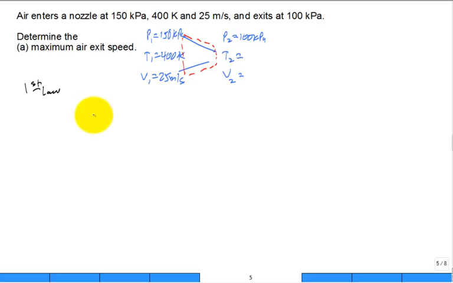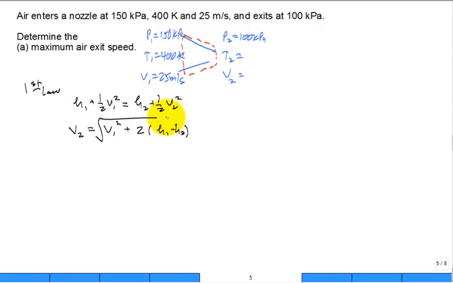What would it be? You'd have that inlet enthalpy plus the inlet kinetic energy is equal to the exit enthalpy plus the exit kinetic energy. True? No work, no heat transfer, boom. So if I'm interested in the exit speed, it's the square root of the inlet speed squared plus 2 times (h1 minus h2). Did I do the math right? Yeah.